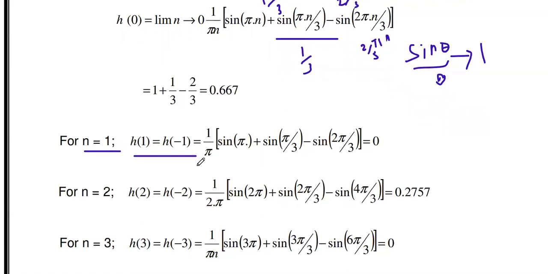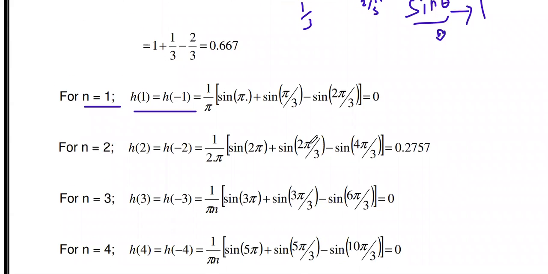So we can get, sorry, here sine pi plus sine pi by 3 minus sine 2 pi by 3, divided by pi. You just put your calculator in radian mode, type this, and calculate the answer. So the answer is 0.